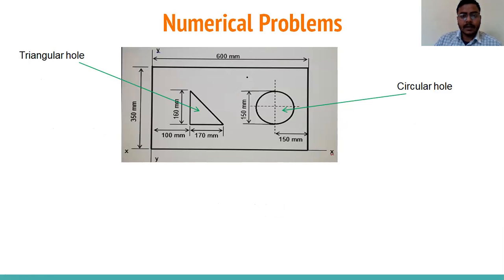This is the next question we have. This is the area, a rectangular area. Two holes are made in this rectangular section: one hole is circular, and one hole is triangular. We have to calculate the centroid or center of gravity for the remaining section. This is the hole, and the remaining part is this one.